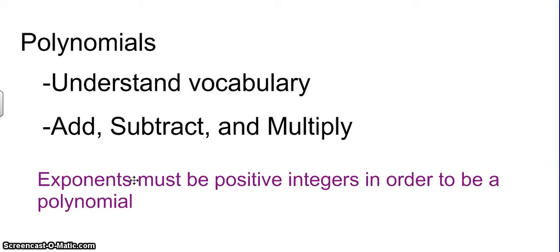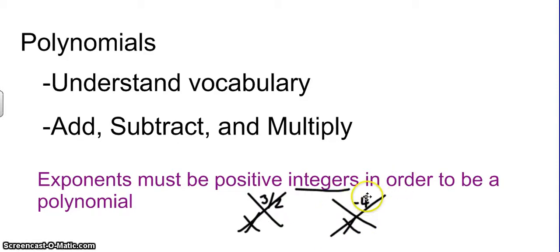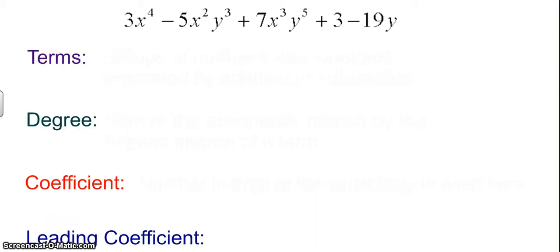First thing to make sure you are aware of, exponents must be positive integers in order to be considered a polynomial. So if you have things like x to the 3/2, that's not going to be a polynomial because your exponent, while it's positive, is not an integer. Likewise, if you have things like x to the -4th, that is not considered a polynomial function because even though this is an integer, we've got a negative sign there.